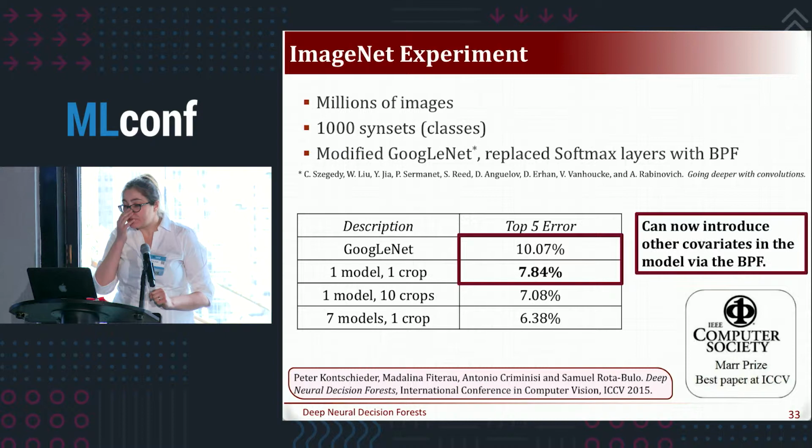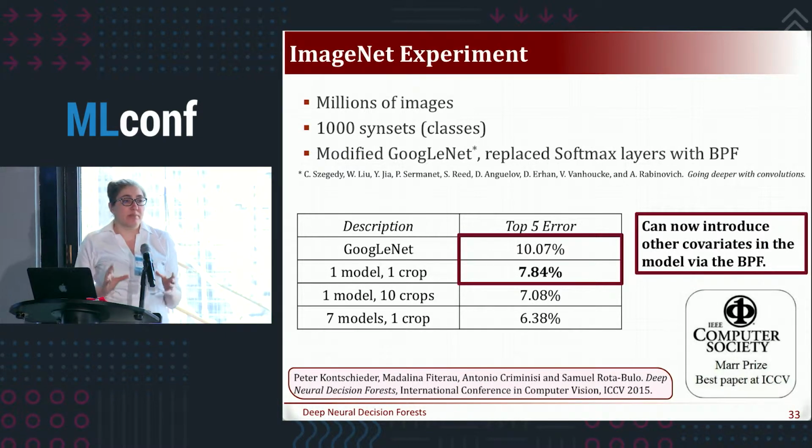The best part about this is that if the images were accompanied by actual structured information, this could be naturally introduced in the model through the backpropagation forests. So we wouldn't need to fuse the features with the covariates at the end. We would actually be able to introduce them directly in the model. And I'll talk a bit more about why that's important next.